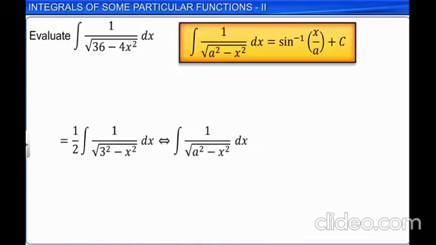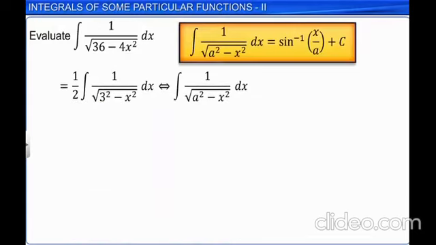Comparing with the standard form, we can observe that a is equal to 3. Using the formula, the solution of the integral is 1 upon 2 sine inverse of x upon 3 plus the constant c.